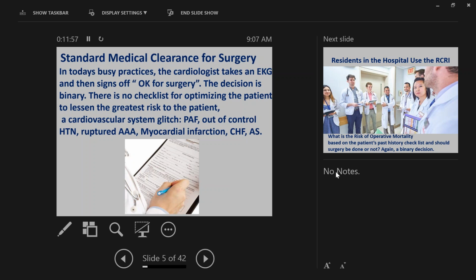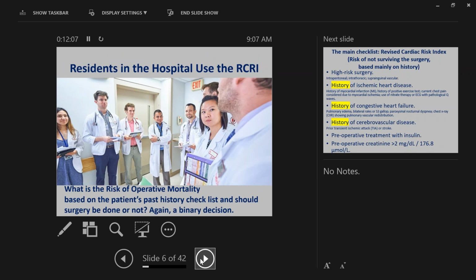To talk a little more about that, the standard medical clearance for surgery is just okay. The residents in the hospital use something called the RCRI, which is a risk index for cardiovascular problems, and they are interested in the operating mortality based on the patient's past history.